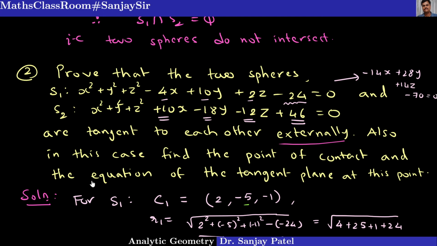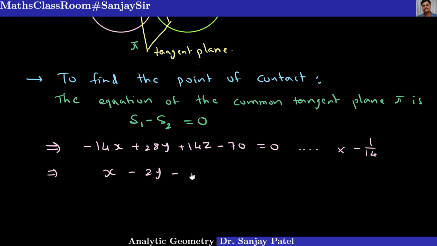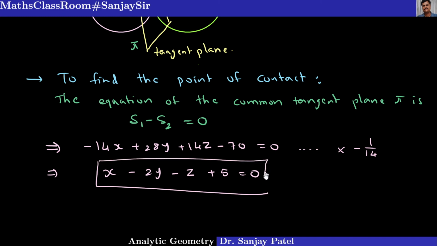So this equation I am writing as the difference of s1 minus s2: minus 14x plus 28y plus 14z minus 70 equal to 0. You can see there is a factor 14 common, so I want to divide and simplify this equation by minus 1 upon 14. Multiplying this equation by minus 1 upon 14, you will get x minus 2y minus z plus 5 equal to 0. So this is the equation of the common tangent plane.